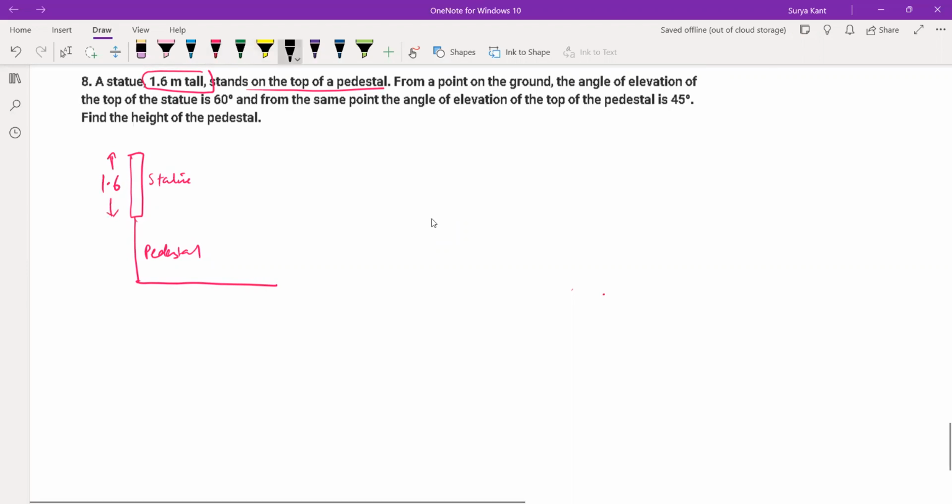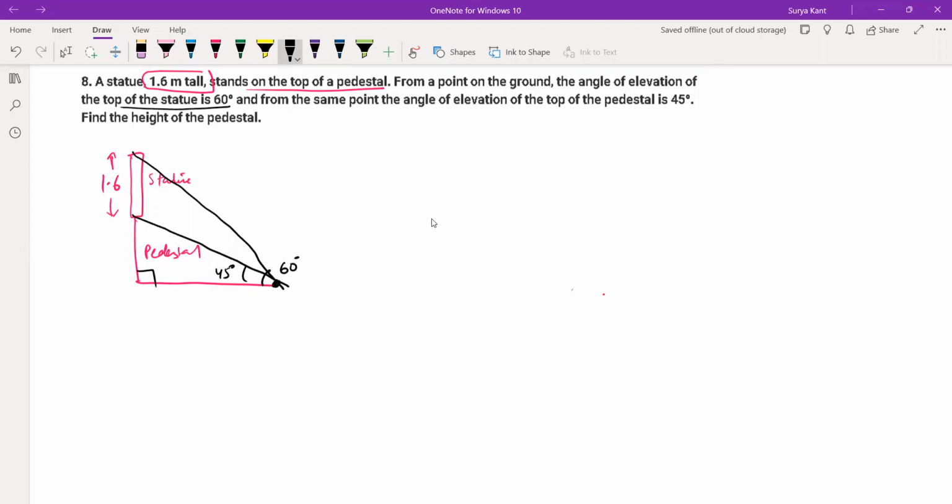Now from the ground, the angle of elevation of the top of this statue is 60 degrees. See, the top of the statue and the ground make 60 degrees. And from the same point, the angle of elevation of the top of the pedestal is 45 degrees. So find the height of the pedestal.